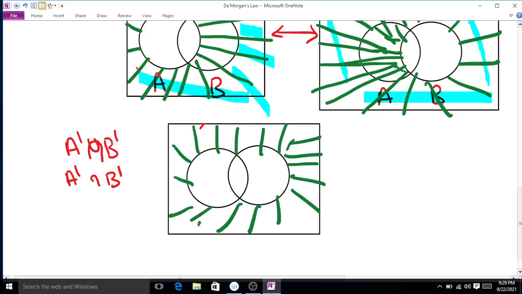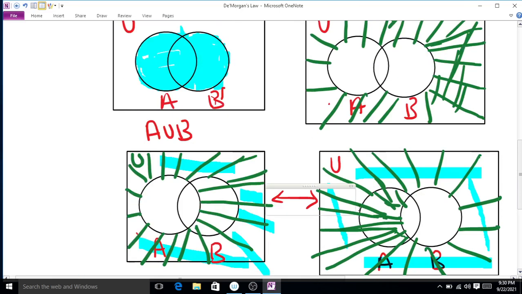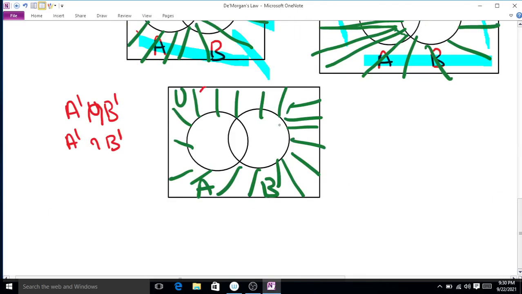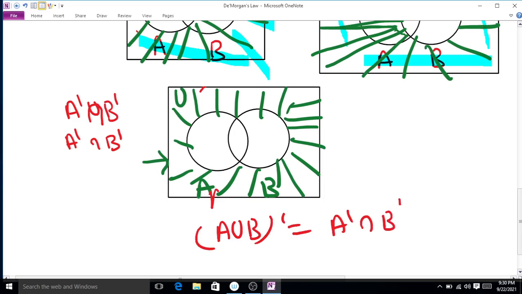If this is the set A, this is set B, and this is the universal set U, then this part is the common part of A complement intersection B complement, and therefore, from this Venn diagram and from this Venn diagram we can verify that (A union B) complement is equal to A complement intersection B complement. Thank you.